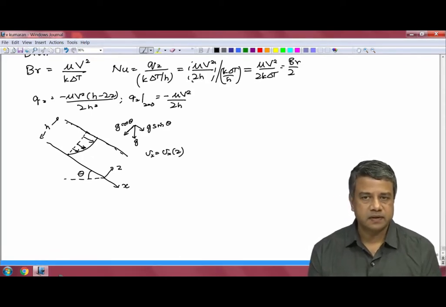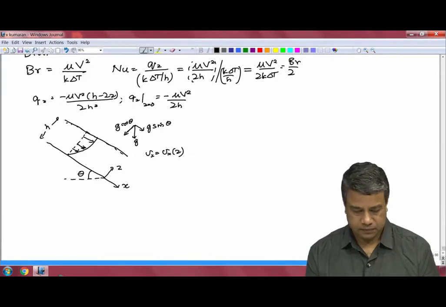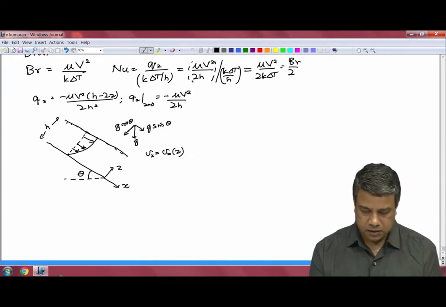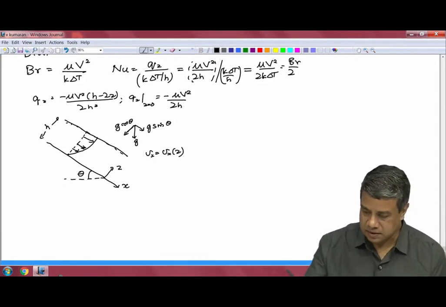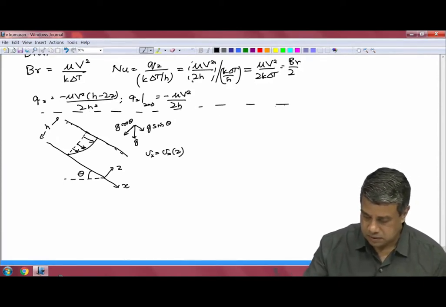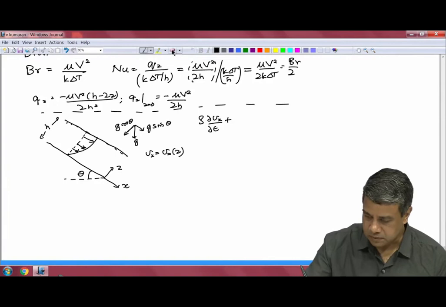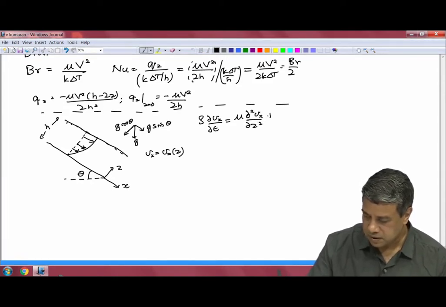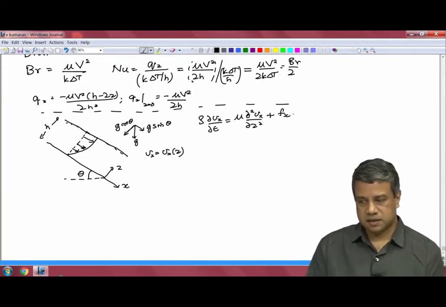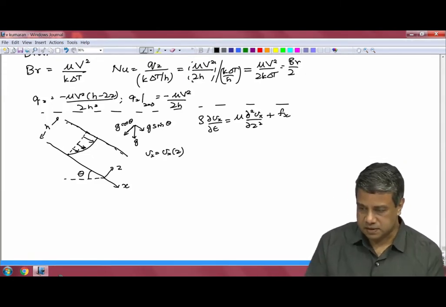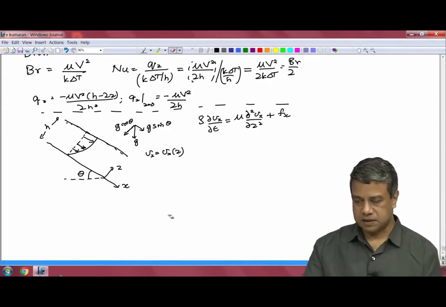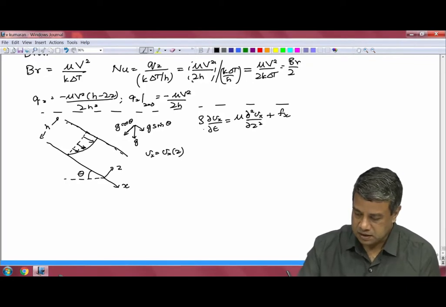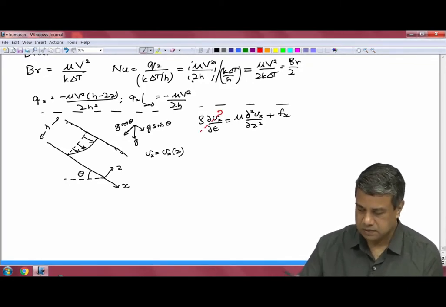And we have to determine this velocity from the momentum balance equation. As you recall, the momentum balance equation is rho times partial Vx by partial t is equal to mu times partial square Vx by partial z square plus the force density in the x direction. At steady state this is equal to 0.